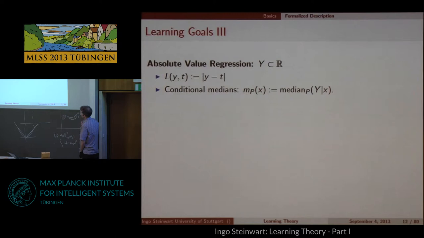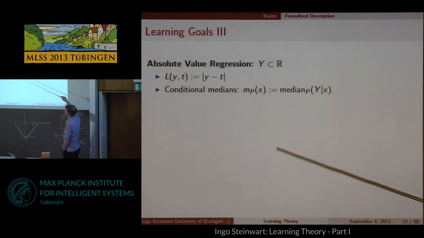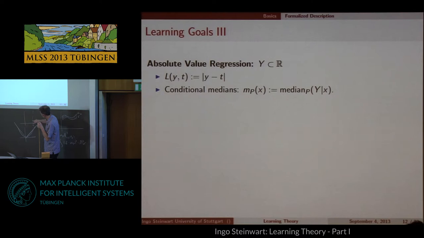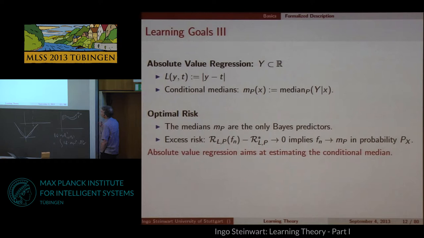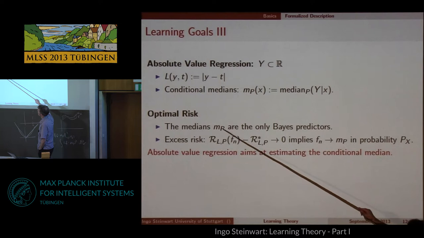To this end, we need the conditional median. For the least squares loss, we fixed the point x and considered the expectation. Instead, we could also fix x and consider the median of this distribution, which is the point for which we see as many samples above the median as below, known from school. We consider this conditional median, and it turns out that using this loss function means that we want to estimate the median. The medians are the only Bayes predictors for this loss function.